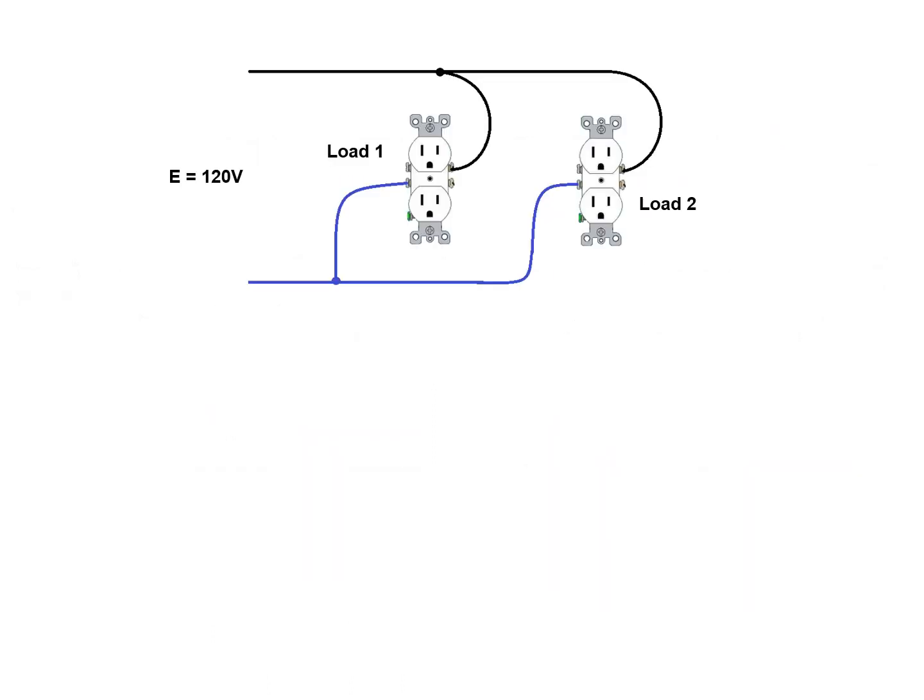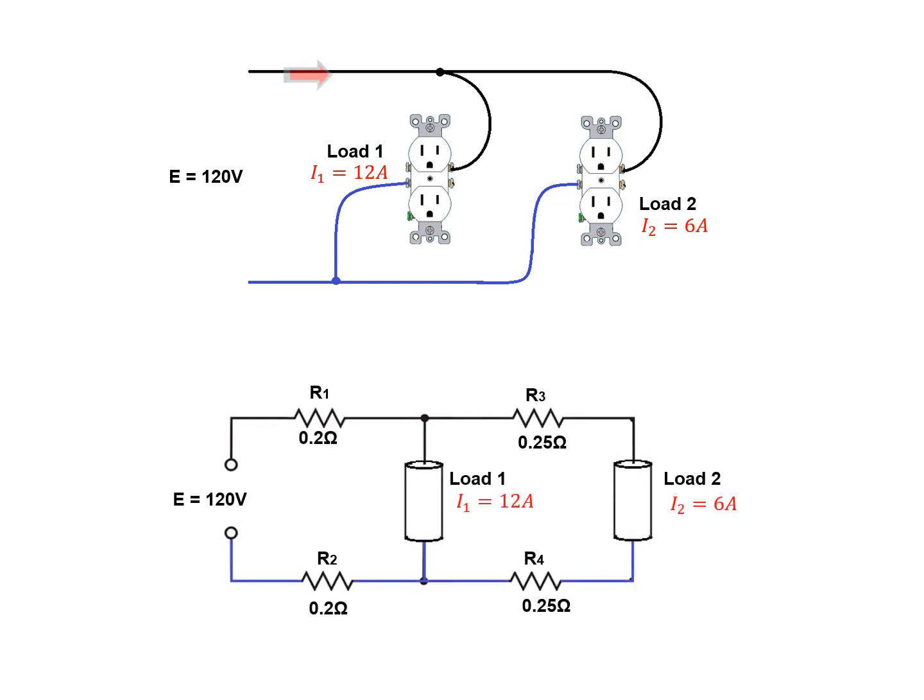The plan with the next set of voltage drop problems is to look at 2 loads connected in parallel. In this example, load 1 is going to have 12 amps and load 2 is going to draw 6 amps. Here's a simplified schematic to help us work through our circuitry. And again, our total current is going to come in and branch off between load 1 and load 2.